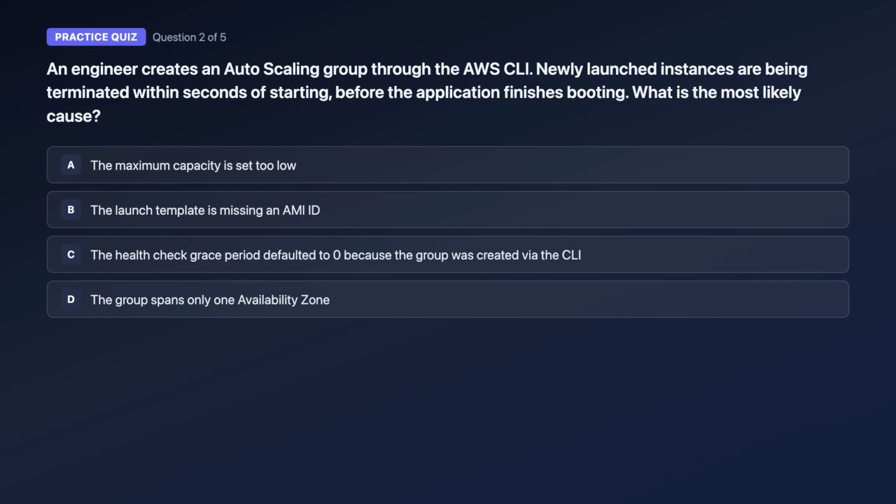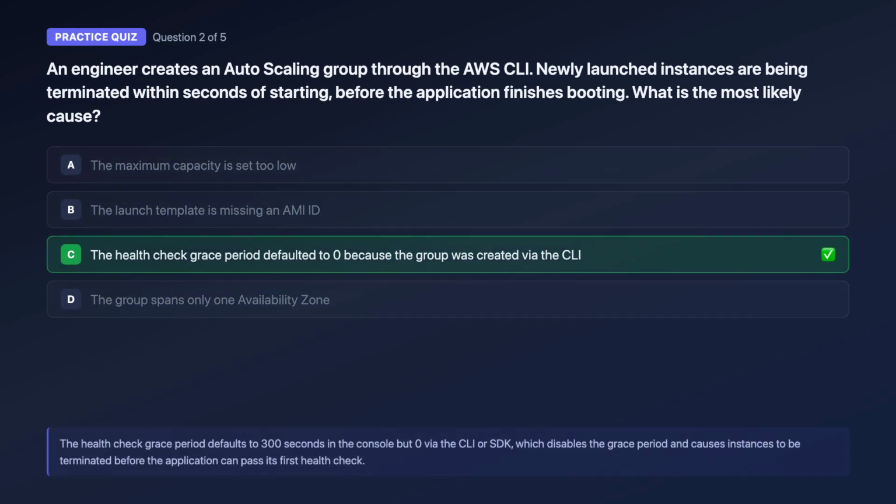A, the maximum capacity is set too low. B, the launch template is missing an AMI ID. C, the health check grace period defaulted to 0 because the group was created through the CLI. Or D, the group spans only one availability zone. Lock in your answer before I give it away.